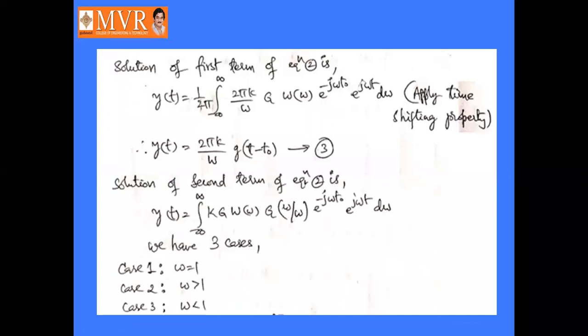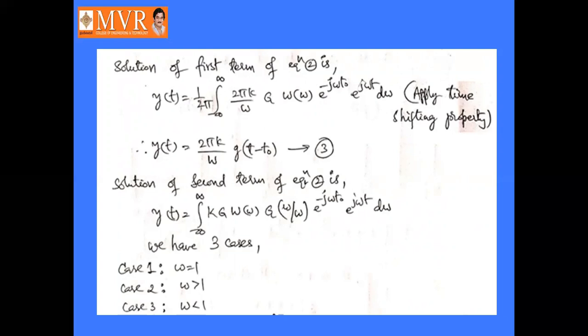we get the solution of the first term of equation number 2: y of t is equal to 1 by 2 pi integral minus infinity to infinity 2 pi k by omega into g into w of omega into e power minus j omega t naught into e power j omega t d omega. Apply the time shifting property here so that it becomes y of t equal to 2 pi k by omega into g of t minus t naught, that is considered as equation number 3.